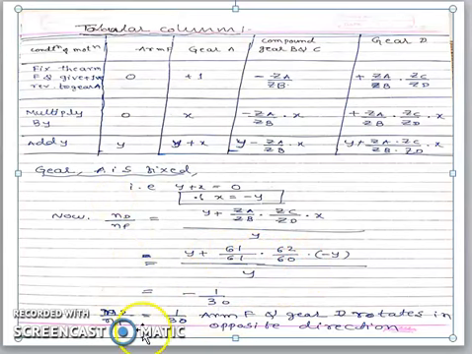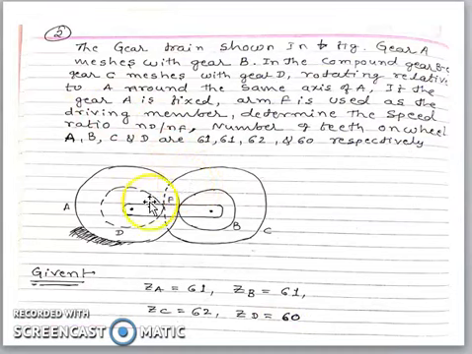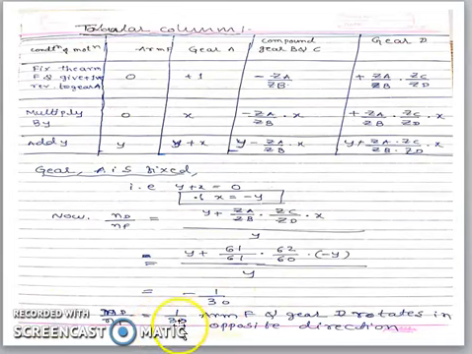The negative sign means arm F and gear D rotate in the opposite direction. Arm F and gear D rotate in opposite direction, hence this minus 1 by 30. So the speed ratio ND by NF is equal to minus 1 by 30. Arm F and gear D rotate in the opposite direction.